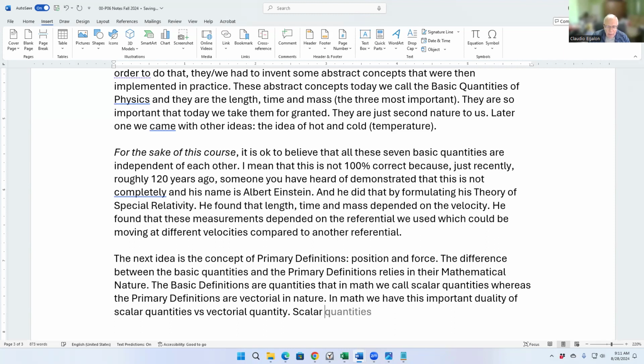Okay, scalar quantities are the type of quantity that can be measured only in terms of its intensity, okay?